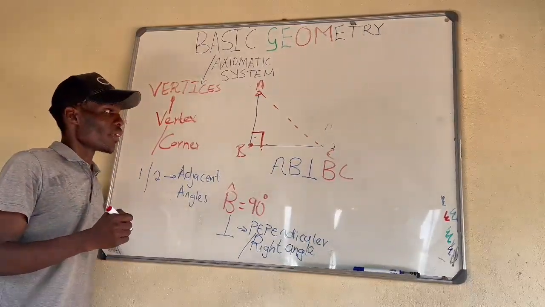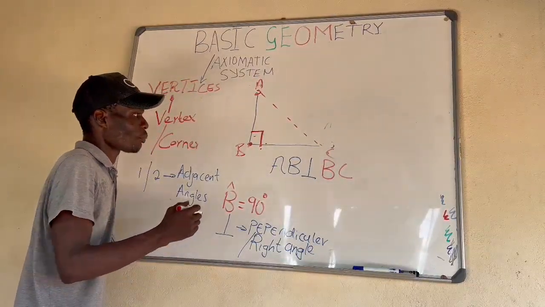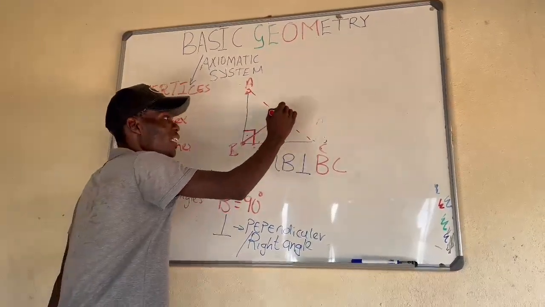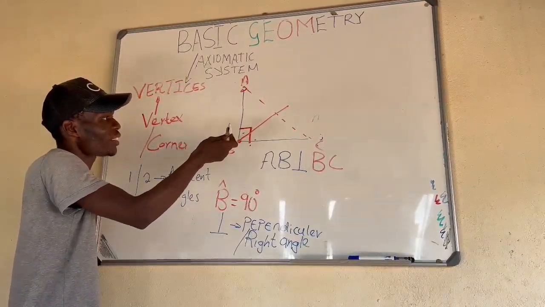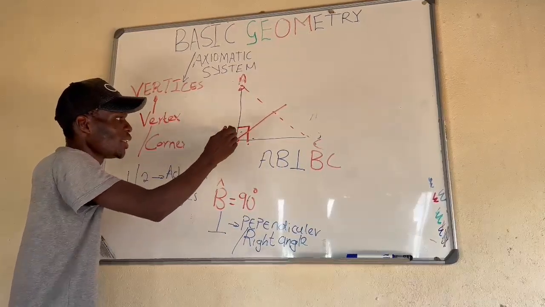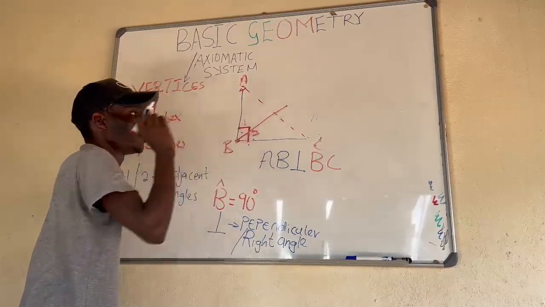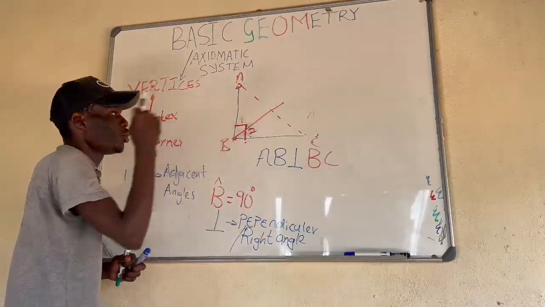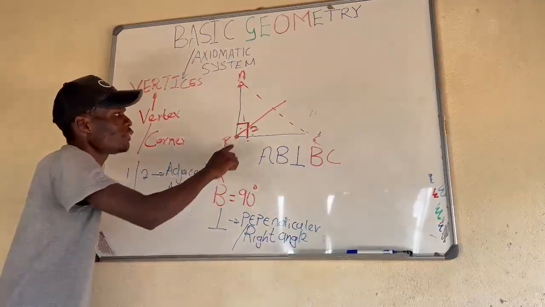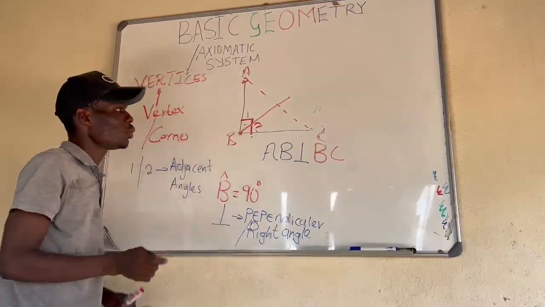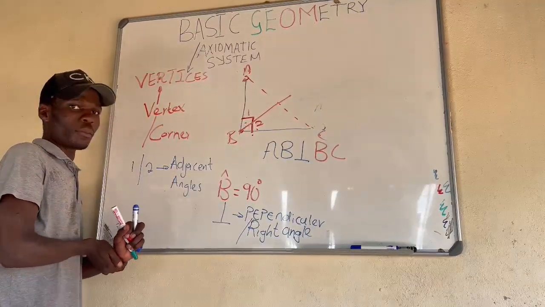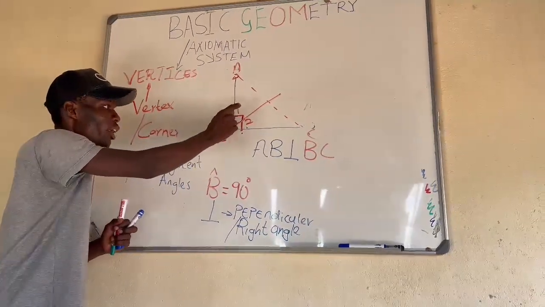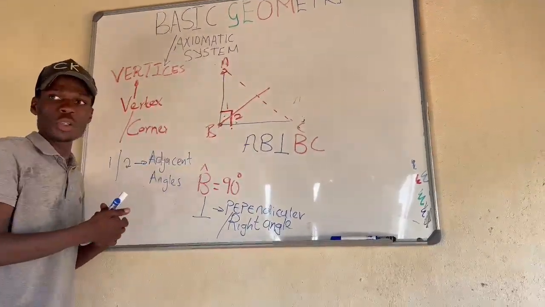Right. If I now continue on this common vertex and construct a line so that I divide angle B into B1 and B2, angle 1 and angle 2, then if I divide it with 1 and 2, they form adjacent angles.